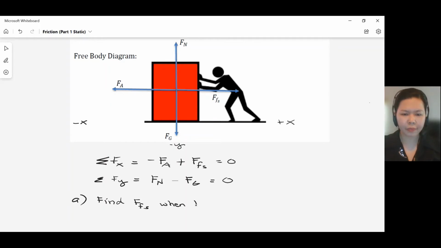When Fa is equal to 100 newtons, without moving the appliance or the refrigerator.